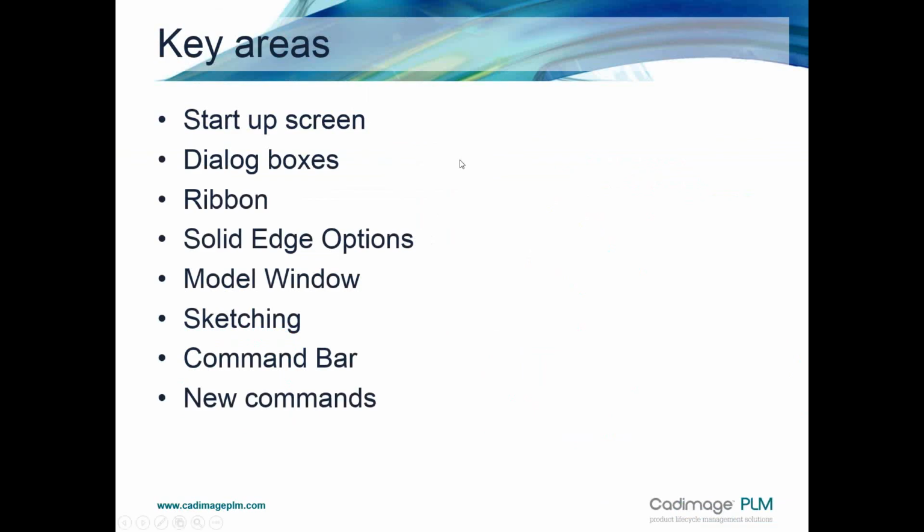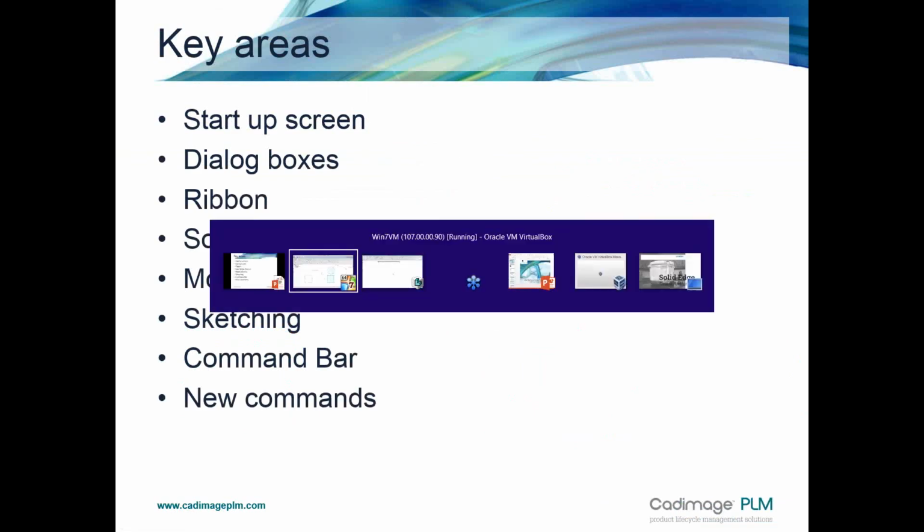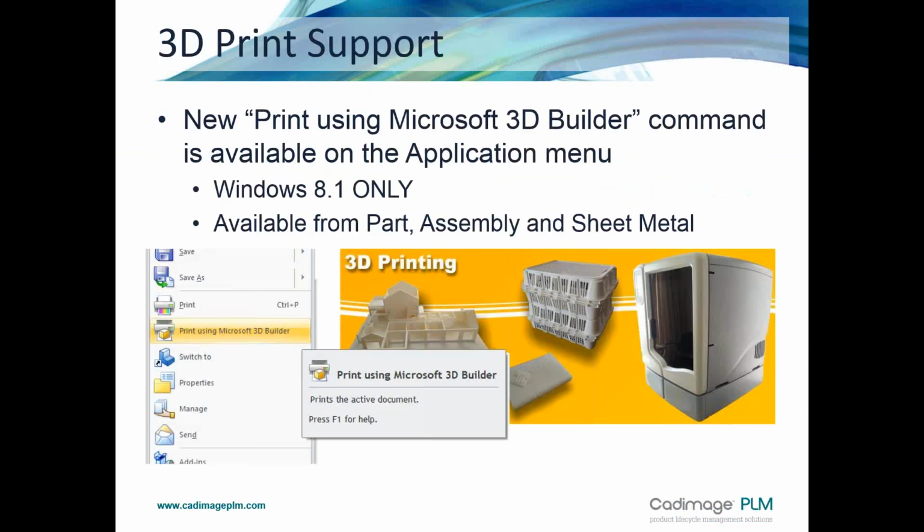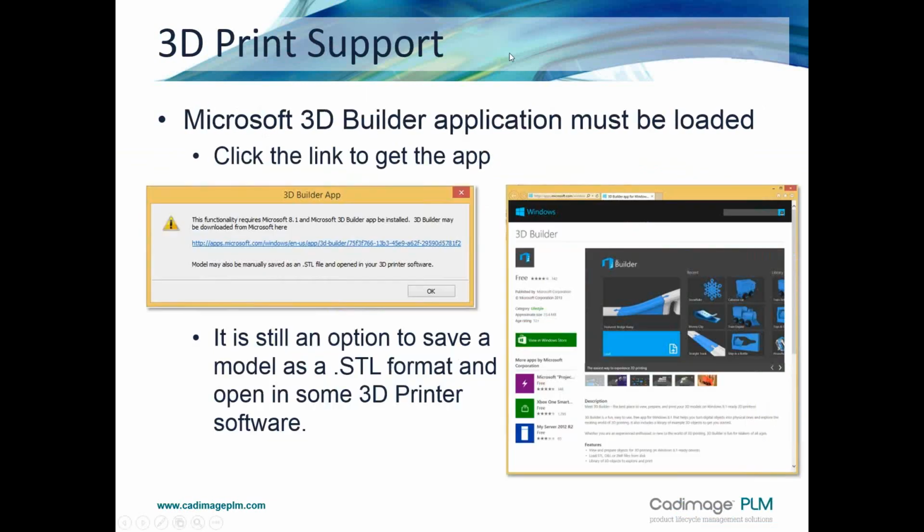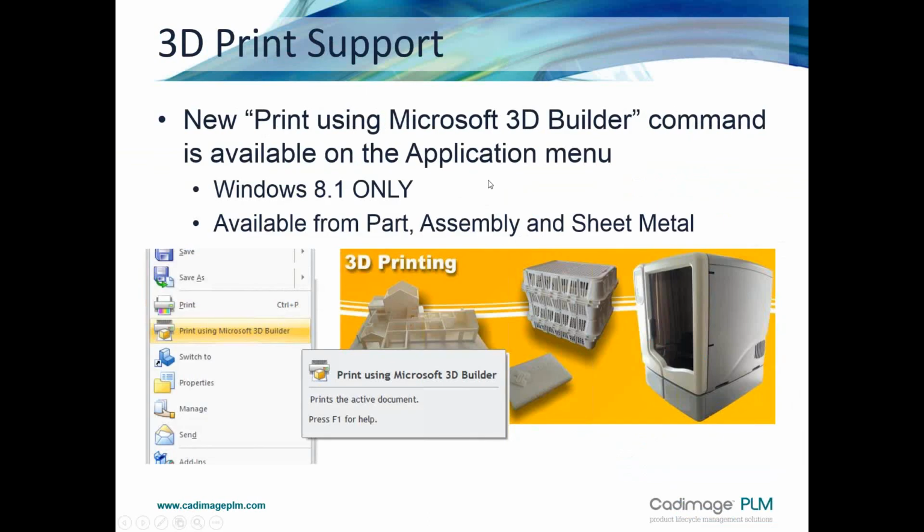Back to PowerPoint for a second. Some new commands. I think we'll stick with PowerPoint for this one for a second. So they've added in a print to 3D, or at least print to Microsoft 3D Builder as an option to the drop-down list in the application menu. It is only available in Windows 8.1. My virtual machine is Windows 7, so it doesn't appear, which is why I've dropped it into the PowerPoint.